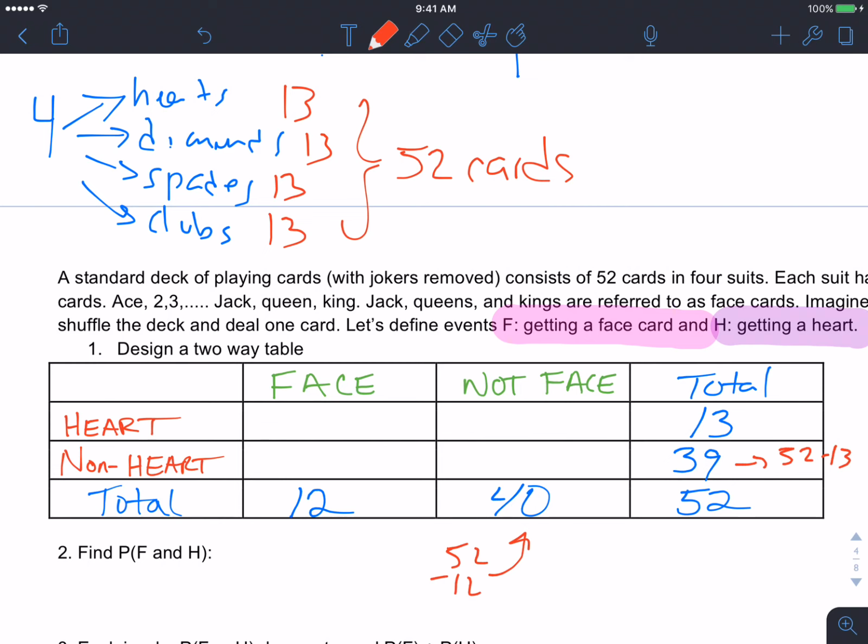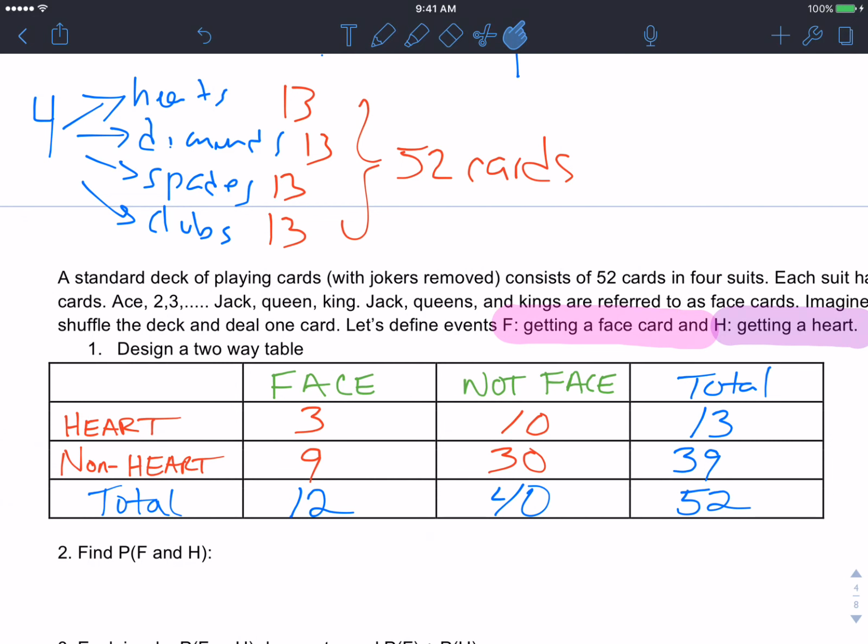So how many are hearts and face cards? Well, there's one Jack, one Queen, one King that are hearts, so there are 3. That means there are 9 non-heart face cards. And when I look at hearts that aren't face cards, that has to be 10, and this one has to be 30. You could easily check by looking at all the addition and making sure that your rows and columns add up.